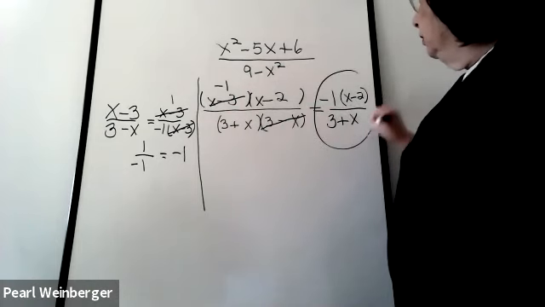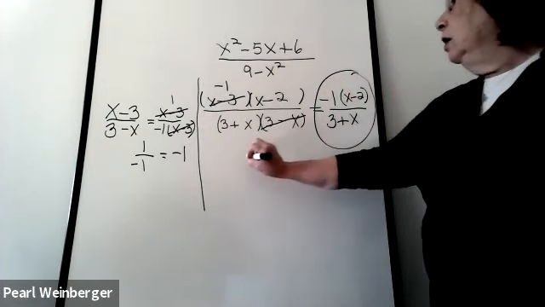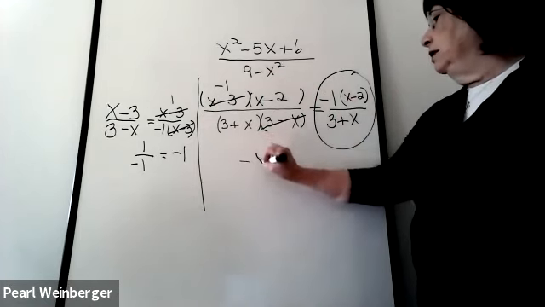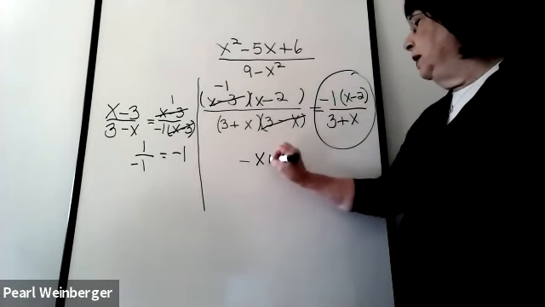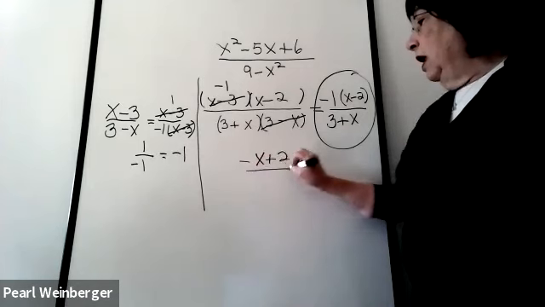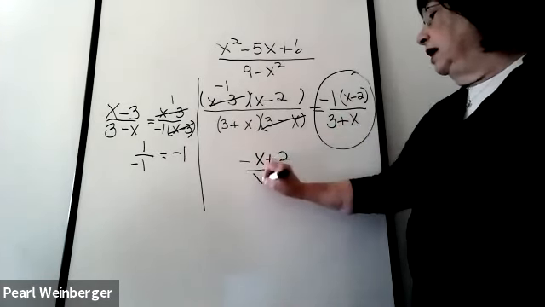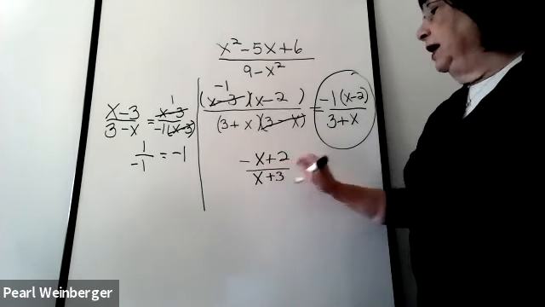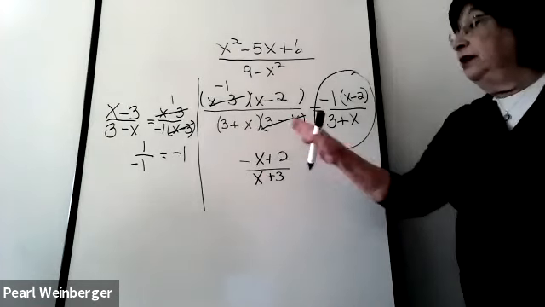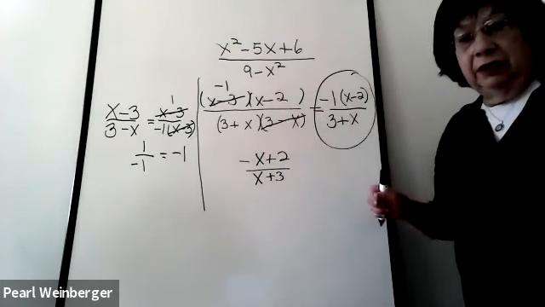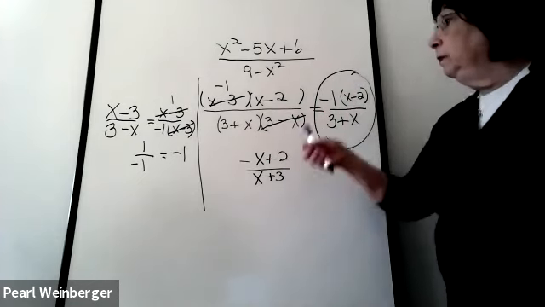There are other ways of writing this answer. I could distribute that negative 1. That would give me negative 1 times x is negative x, and negative 1 times negative 2 is positive 2. And instead of 3 plus x, I could have written x plus 3 if I want to write it in descending order, where the x's come first and then the numbers. Remember, x plus 3 and 3 plus x are identical.